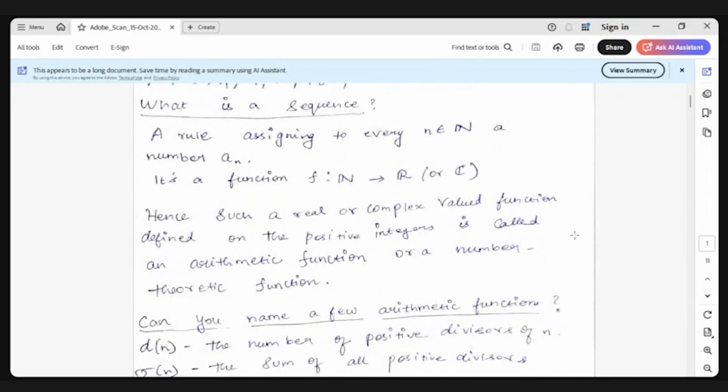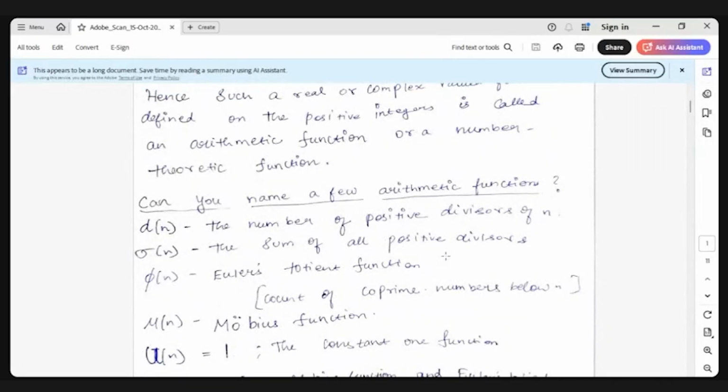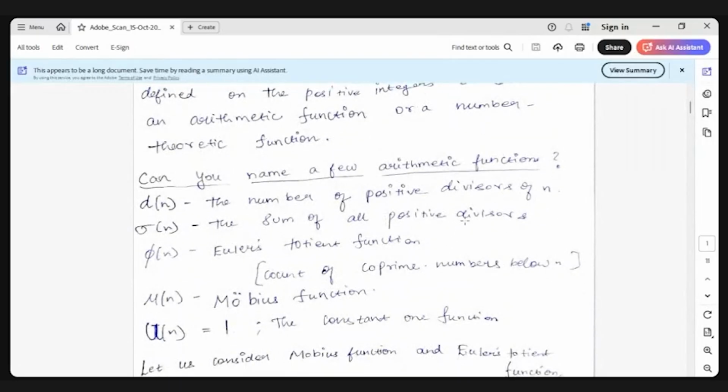Can you name a few arithmetic functions? One or two I have given already. One is the divisor function, the other is the summation sigma function. One counts the number of divisors, the other gives the sum of all those positive divisors. So, can anyone volunteer and name a few arithmetic functions that you are familiar with? All right. So these are all a few arithmetic functions or number theoretic functions.